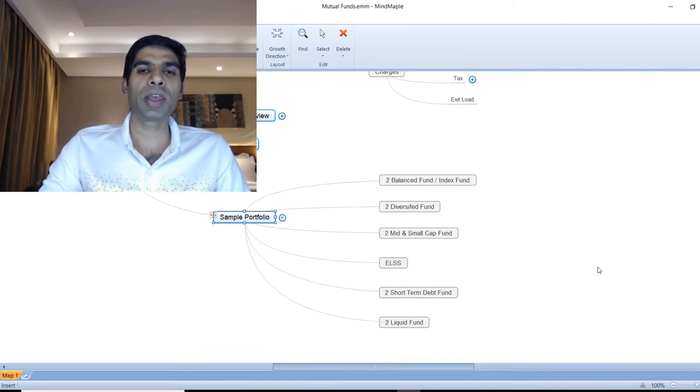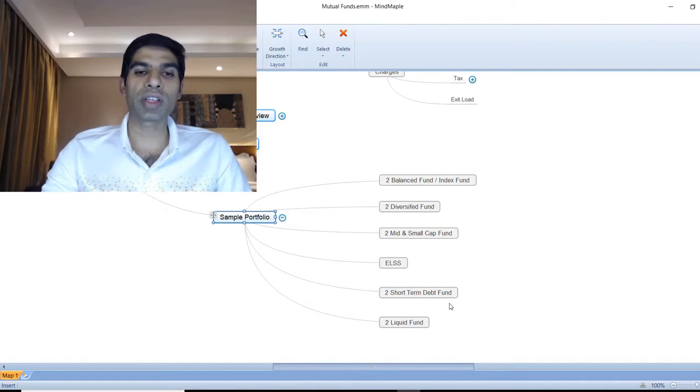Diversification is the key. You should be diversifying. Do not restrict yourself to one AMC. You should be diversifying into different AMCs as well, because in case one management is not able to do a good job, the other one would, right? So one index fund, two diversified funds, two small and mid cap funds would meet your equity needs. Debt funds for your medium term, and that too two debt funds and two liquid funds, and that's about it, right? And you're set to go.